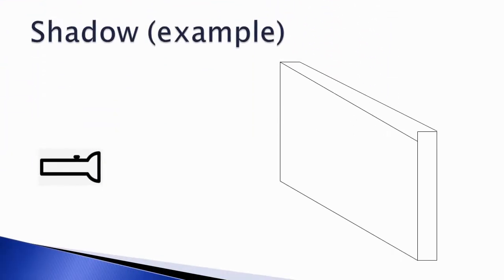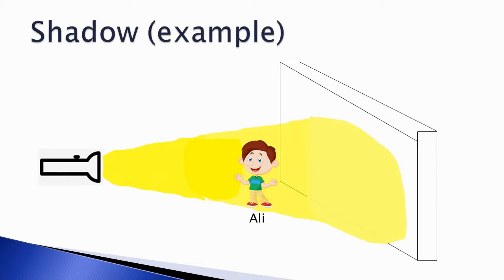Next example. So let's say I switch on my torchlight and Ali is standing in front of the light. So what happened? The shadow will form. But the shadow is different from the ball because it should be similar with the object that's blocking the light. So, who is blocking the light? Ali, right? So, the shadow should be similar with Ali.